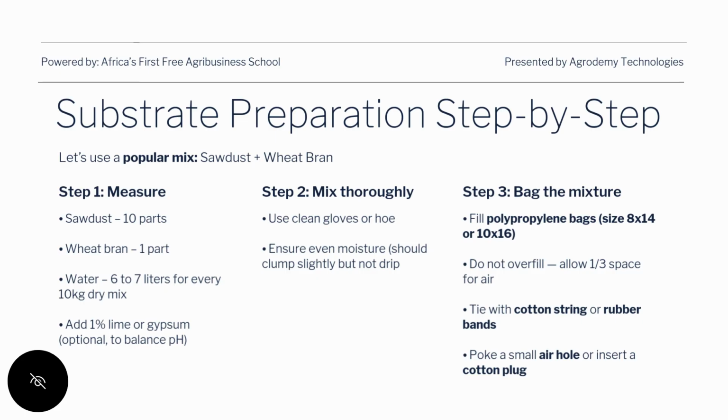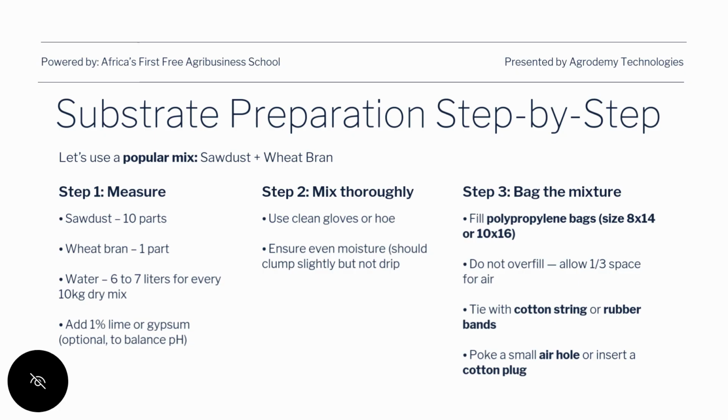And then you put 6 to 7 liters of water for every 10 kg of dry mix. Then you add 1% lime or gypsum to balance the pH. You can always buy this in shops that sell agricultural produce.